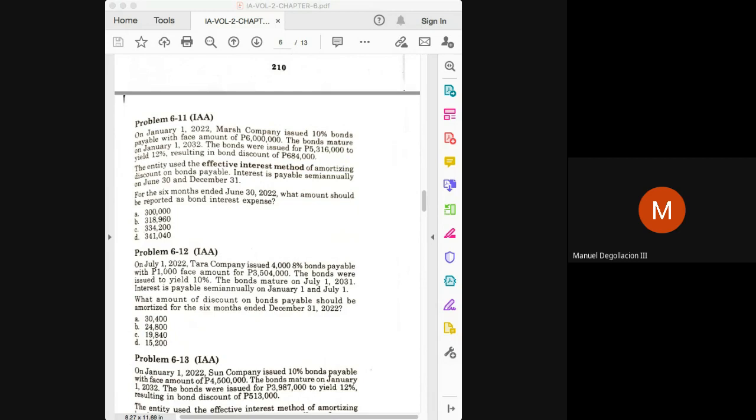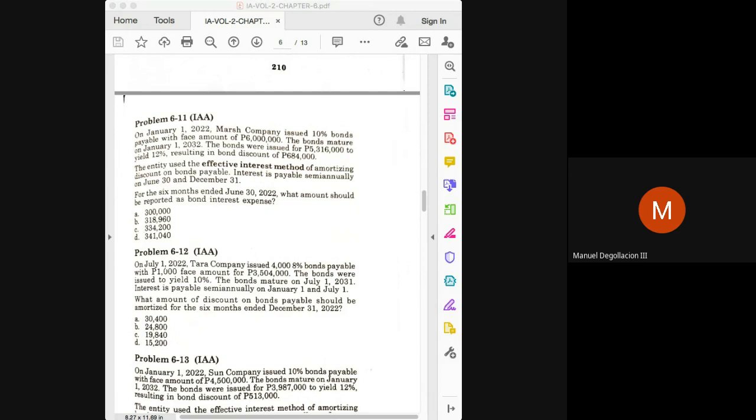Fourth possible question, how much is the carrying amount of the bonds payable on June 30, 2022? Again, remember, it is simply the face value minus the unamortized discount or plus the unamortized premium. So here you have 6 million minus the unamortized discount of 665,040. You would get 5,334,960.